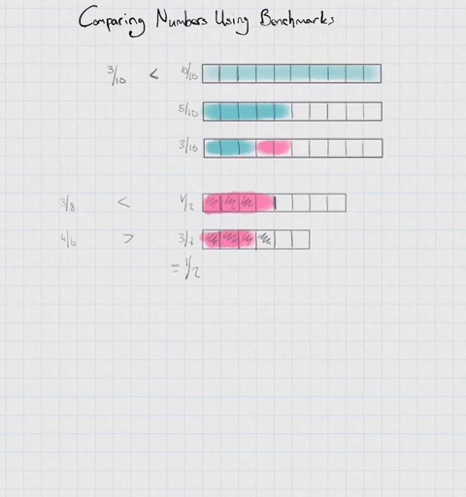So when we use benchmark fractions to compare numbers, I'm going to look at my fraction and I'm going to say, hey, is this number bigger than a half or smaller than a half? And I'm going to find an equivalent fraction with the same denominator in order to help me decide that.